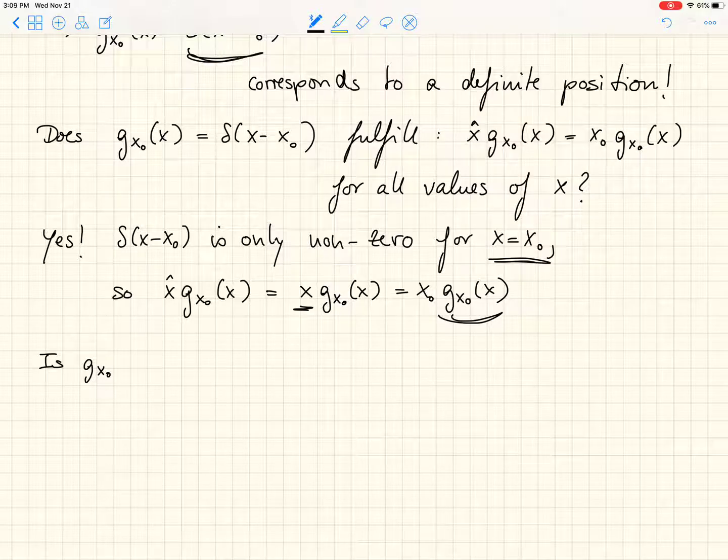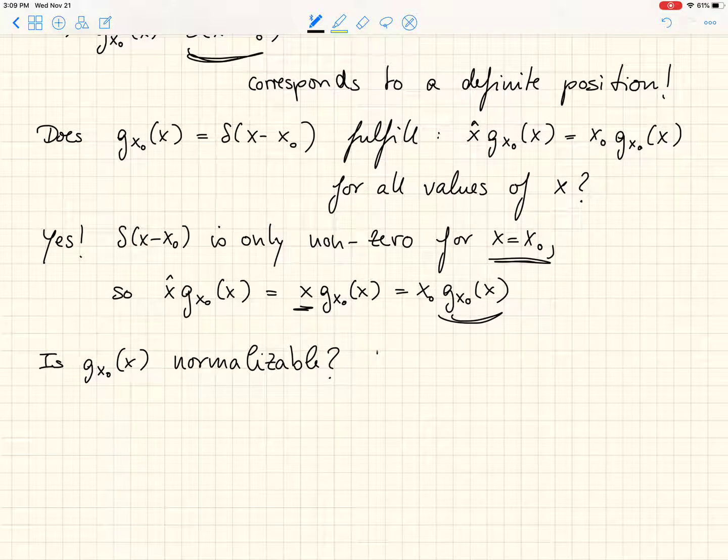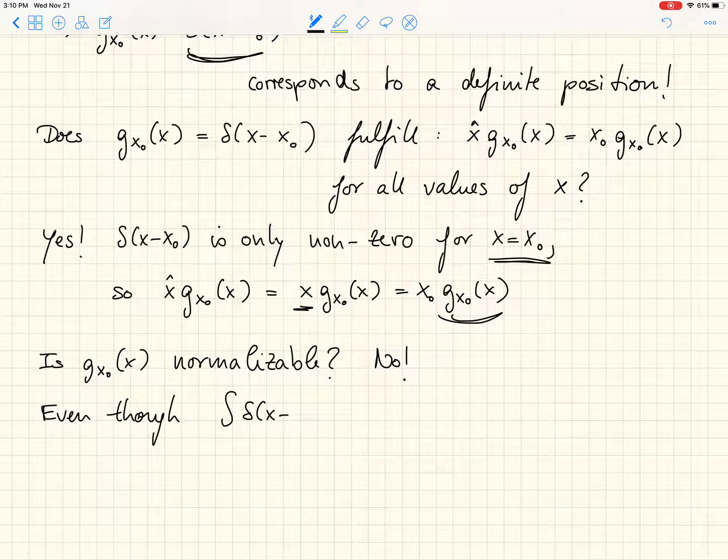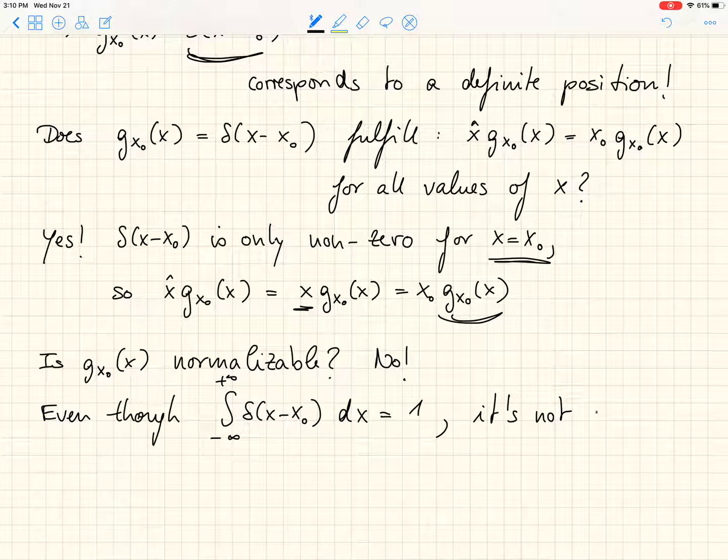Is g_x0 of x normalizable? The answer here is again no. Even though the area under the Dirac delta function is not 0, the delta function is actually not square integrable. So if I take the square of the delta function, which I would need to do to normalize it, I can't do that. So it's not square integrable.